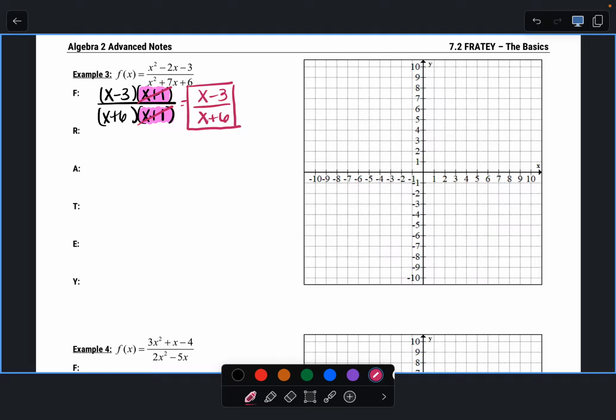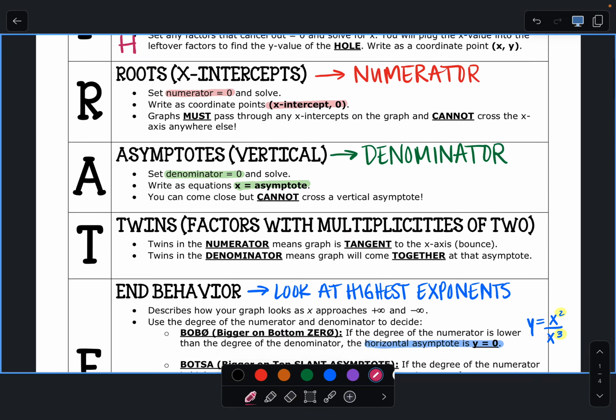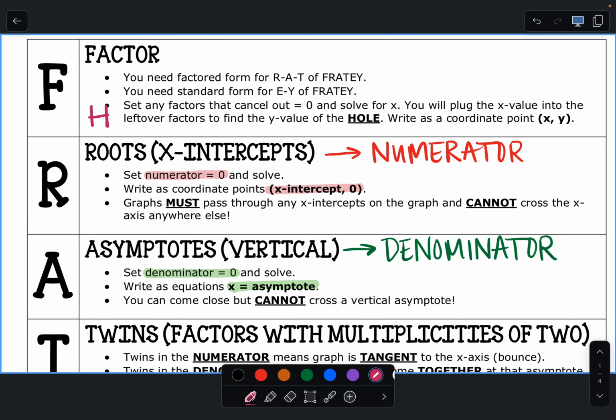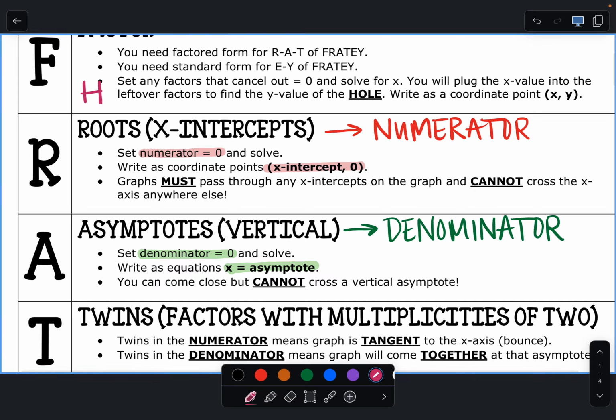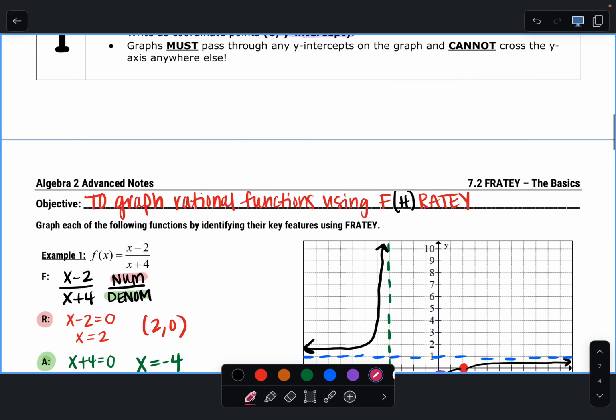Now, before we go on, we have to do something with that x plus 1. Look at the orange piece of paper you have. At the very top, we said for h, that's going to be like our holes. It says set any factors that cancel out equal to 0 and solve for x. And then it says you will plug the x value into the leftover factors to find the y value. So I'm going to take the x that I get and plug it in.